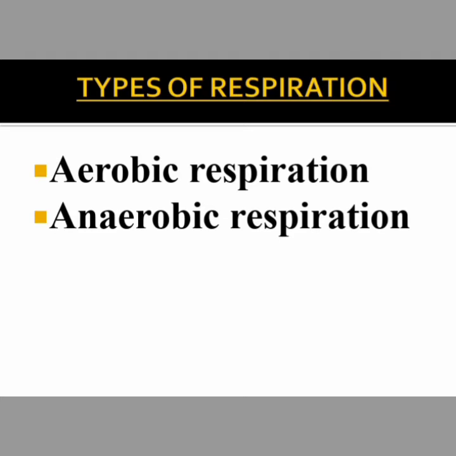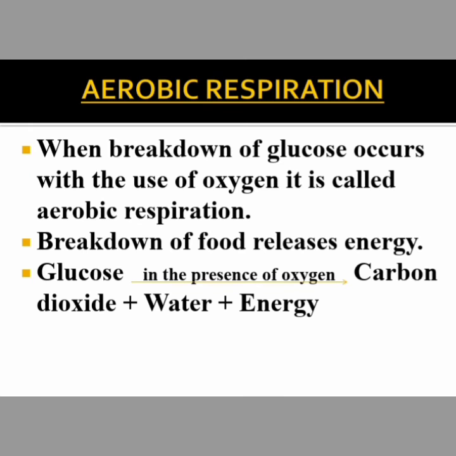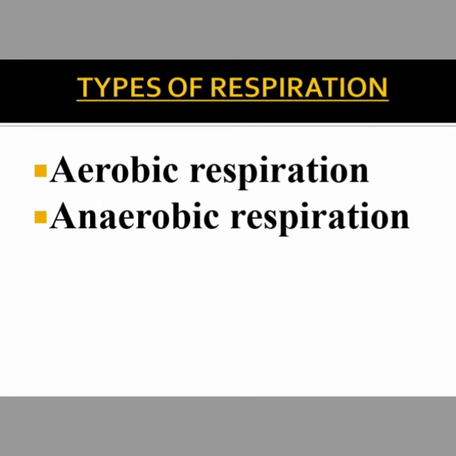Next, this glucose is broken down into carbon dioxide and water using oxygen. So when breakdown of glucose occurs with the use of oxygen, it is called aerobic respiration. Aerobic means presence of oxygen. So totally there are two types of respiration, that is aerobic respiration and anaerobic respiration. What do you mean by aerobic respiration? It is presence of air. So when breakdown of glucose occurs with the use of oxygen, it is called aerobic respiration.